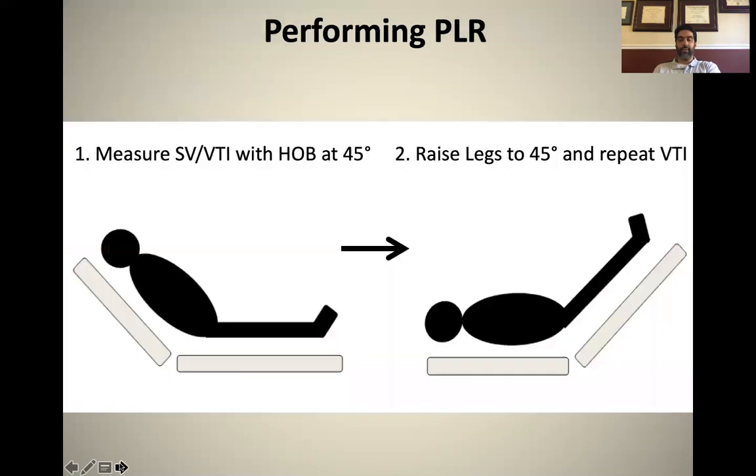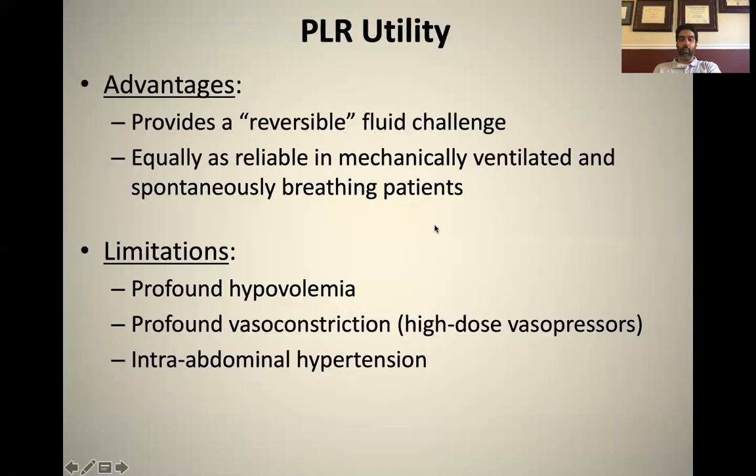How do you do this? You start with the patient head up, legs down, 45 degrees head up, and measure your VTI. Again, you don't need to do the whole stroke volume calculation or measure the LVOT diameter, because that's not going to change with a passive leg raise. The thing that's going to change, if anything, is the VTI. Then drop the head, raise the legs, wait at least 6 to 10 beats, and repeat your VTI. If the VTI went up by 12 to 15%, they're very likely to be volume responsive. The advantage is that it's essentially a reversible fluid challenge.